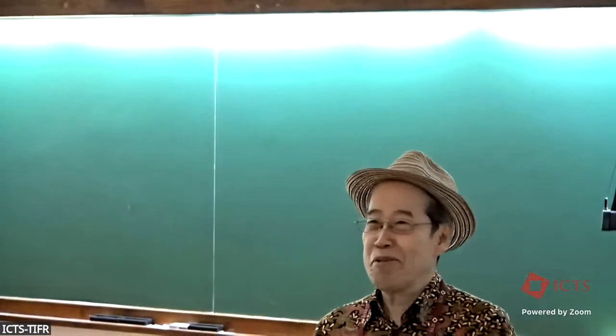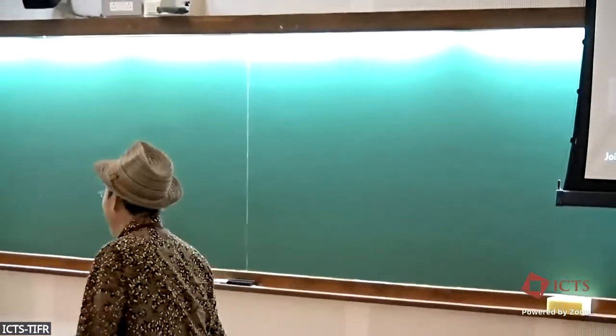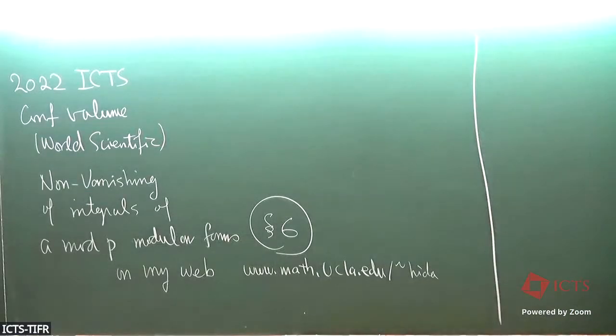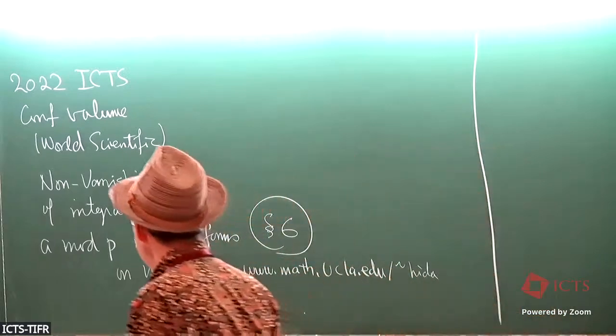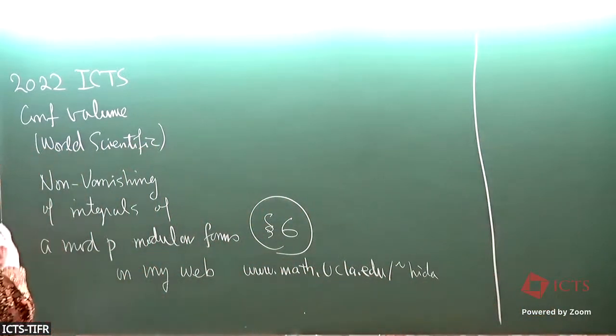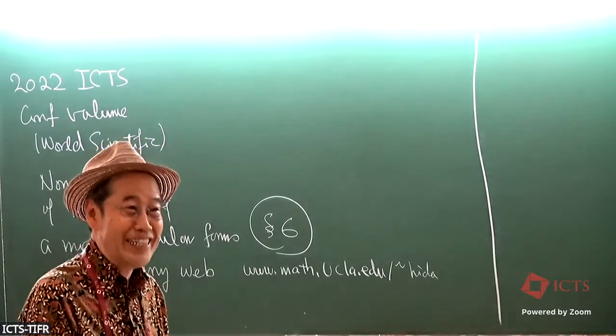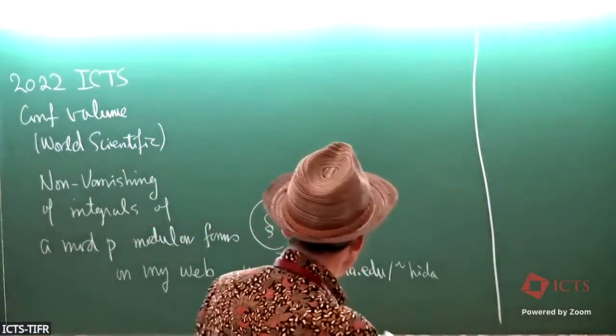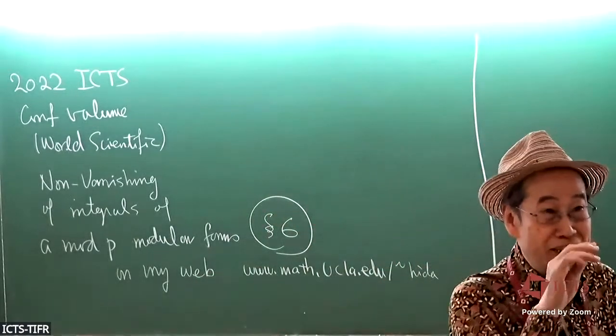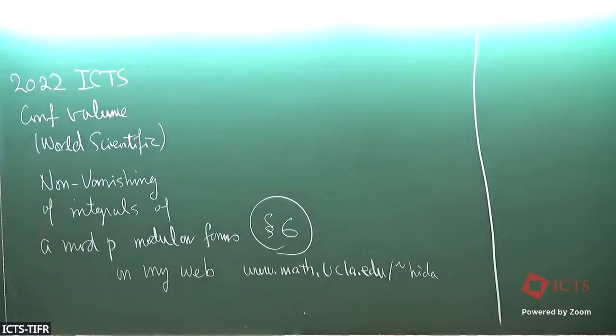So people told me that Jack and I gave a little too difficult talk, and therefore it's very hard to follow. I would then say that there's a paper I wrote, Non-Vanishing of Integrals of mod P Modular Forms, that will appear in the review volume of the 2022 conference here. Section 6 contains what I said, basically the first lecture. So you can take a look at Section 6 only. The other part is the lecture on that conference; you can sort of ignore.